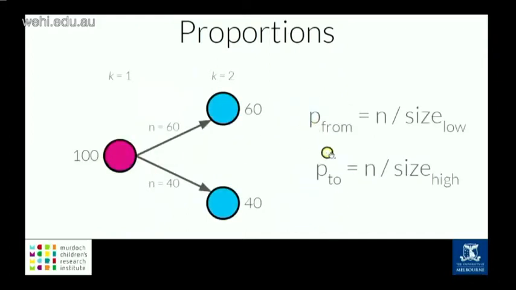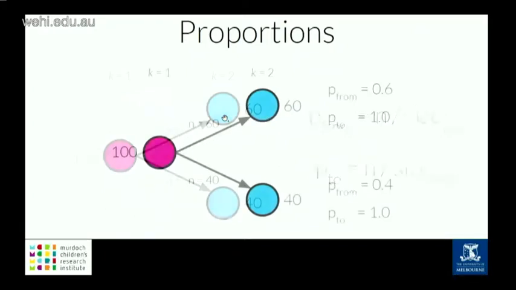There's a couple of different proportions we can define. One is what I'm going to call a from proportion, which is to divide the number of samples that have moved along this edge by the number of samples in the low resolution cluster that they started in. Then we can do the opposite, which I'm going to call a two proportion, which is to take the number on the edge and divide it by the number in the final cluster. If we calculate these two values on this little example, we can see this cluster has a from proportion of 0.6, so 60% of the cells here, and up here 0.4 for this edge, but the two proportions are both 1.